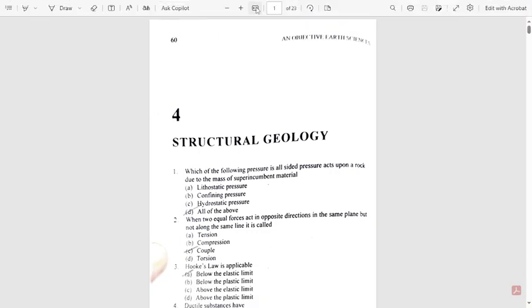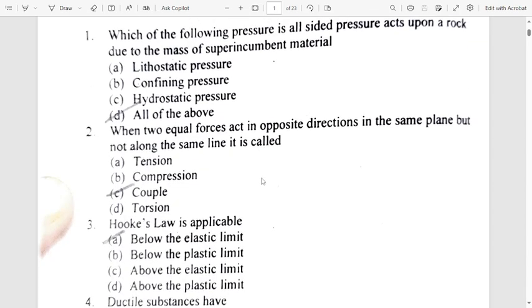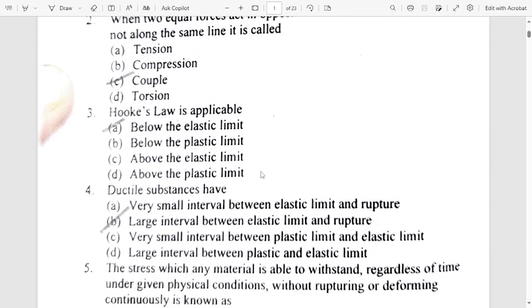Structural geology. Which of the following pressure is all-sided pressure acts upon a rock due to mass of the superincumbent material? Lithostatic pressure, confining pressure, hydrostatic pressure. When two forces act in opposite directions in the same plane but not along the same line, it is called couple. Hooke's law is applicable below the elastic limit.